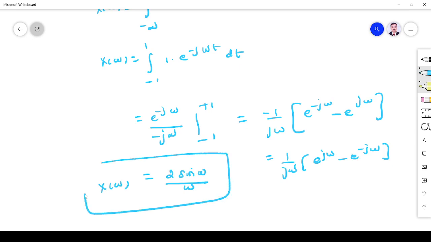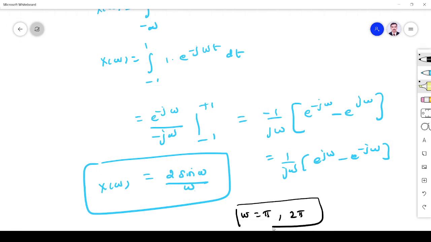When will this become 0? When omega becomes pi, it will become 0. When omega is 0, you cannot put 0, because it will be 0 by 0. So that is not the answer. When you put omega is equal to pi, x of omega will become 0. When you put omega is equal to 2 pi, x of omega will become 0. So for omega is equal to pi and 2 pi, x of omega is 0.